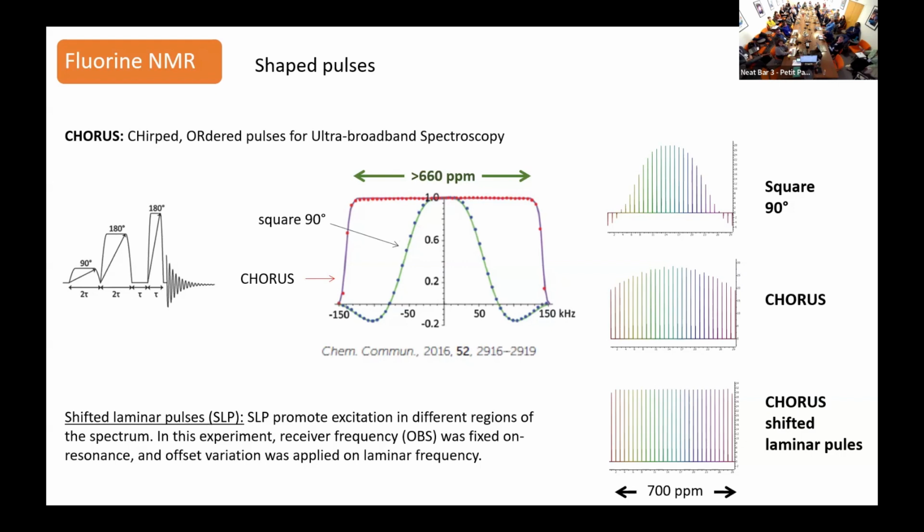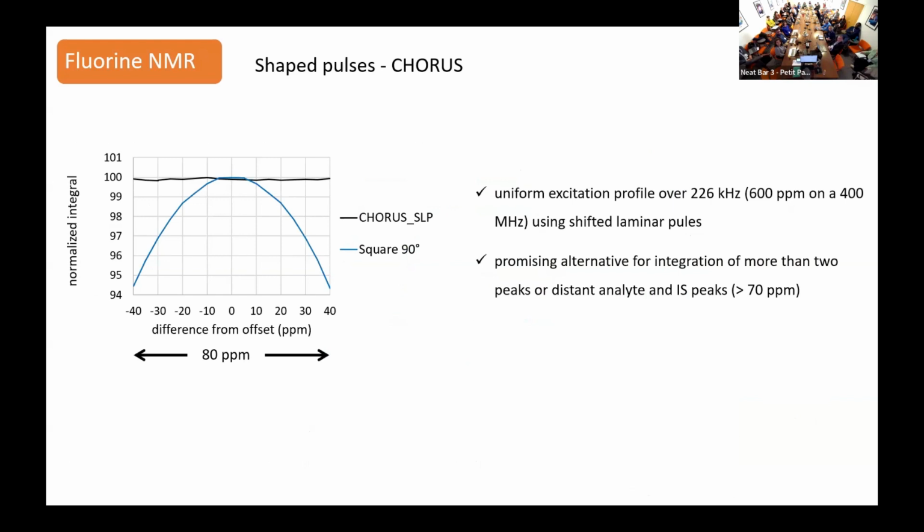In this case, we have excitation in different regions of the spectrum. So to do this experiment, I put the receiver frequency on resonance, I mean the resonance of the molecule, the signal that I was measuring, and did the offset variation in the laminar frequency. And then we got a result very similar to the one they had published. So this was over 700 ppm. We got this very uniform excitation over an 80 ppm range, also good results.